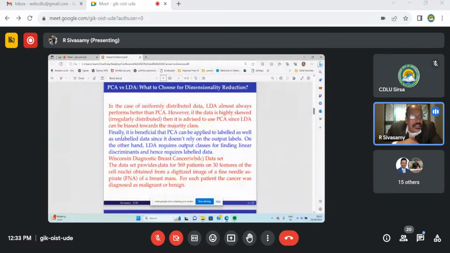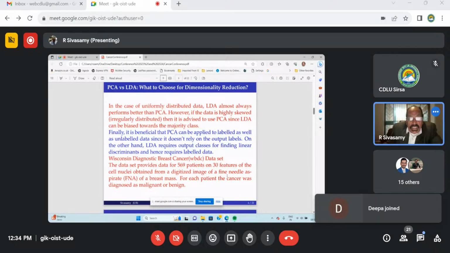Now, I consider the diagnostic breast cancer WBDC data set. It is available on our website, one of the very useful data sets. In this data set, the data are collected from 569 patients on 30 features, 30 variables of the cell nuclei obtained from the digitalized image of a fine needle aspirate of a breast mass. They collect the breast mass, take the picture, then calculate the measurements on 30 variables.